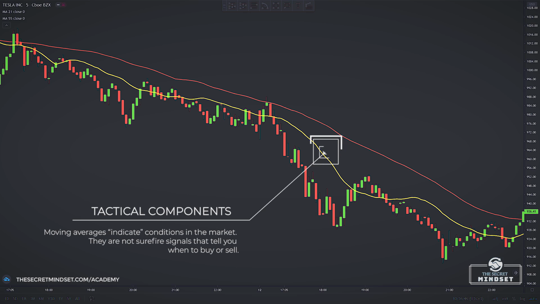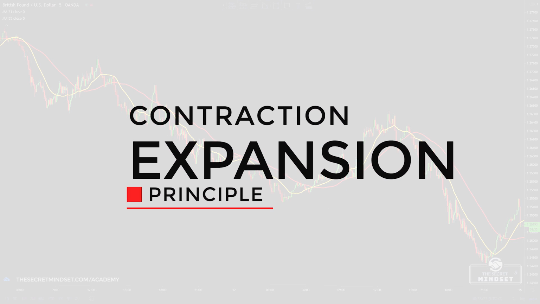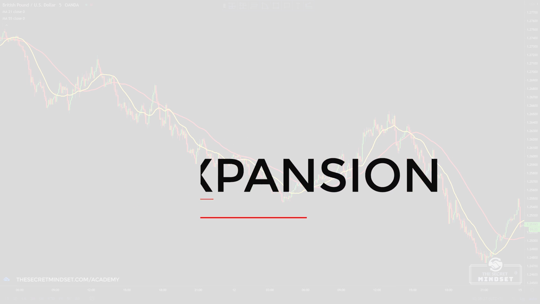While the 21 shorter term moving average will be located more closely to price, resulting in more touches, the 55 moving average gets touched less frequently during a normal trending market. However, there is a different perspective to following the patterns of a slow and a fast moving average in relation to price action, and I call it the contraction expansion principle.